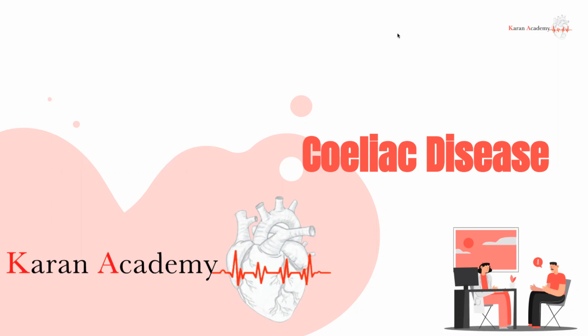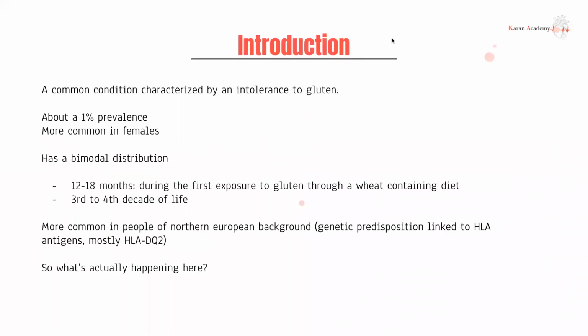My name's Karan, and today we'll be talking about celiac disease. So, what is celiac disease? Well, I'm sure you know that it's a condition characterized by an intolerance to gluten. It's often referred to as a gluten allergy or gluten intolerance, and it has about a 1% prevalence and a higher rate in women. This is consistent with most autoimmune conditions, which have a higher prevalence in women. It has a bimodal distribution, and we'll talk about why this happens.